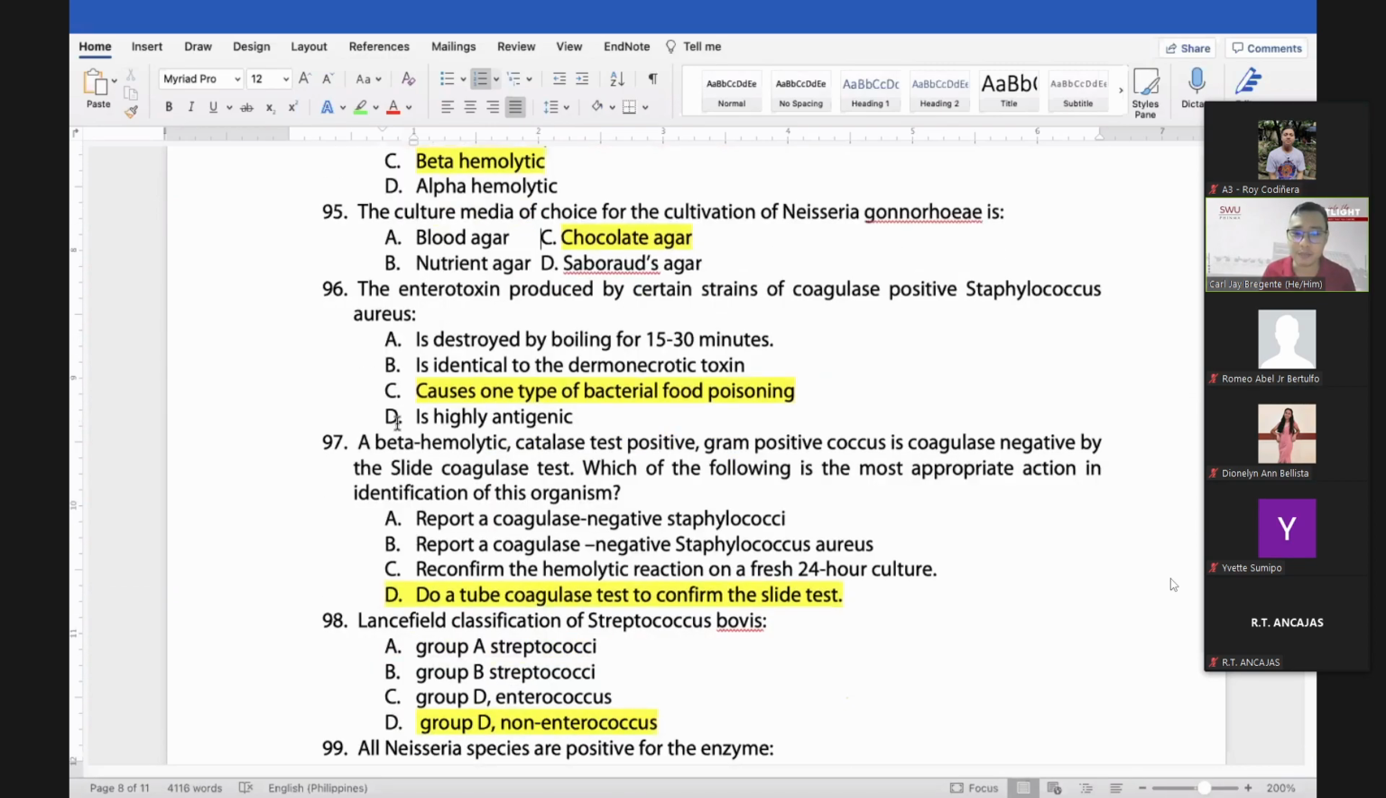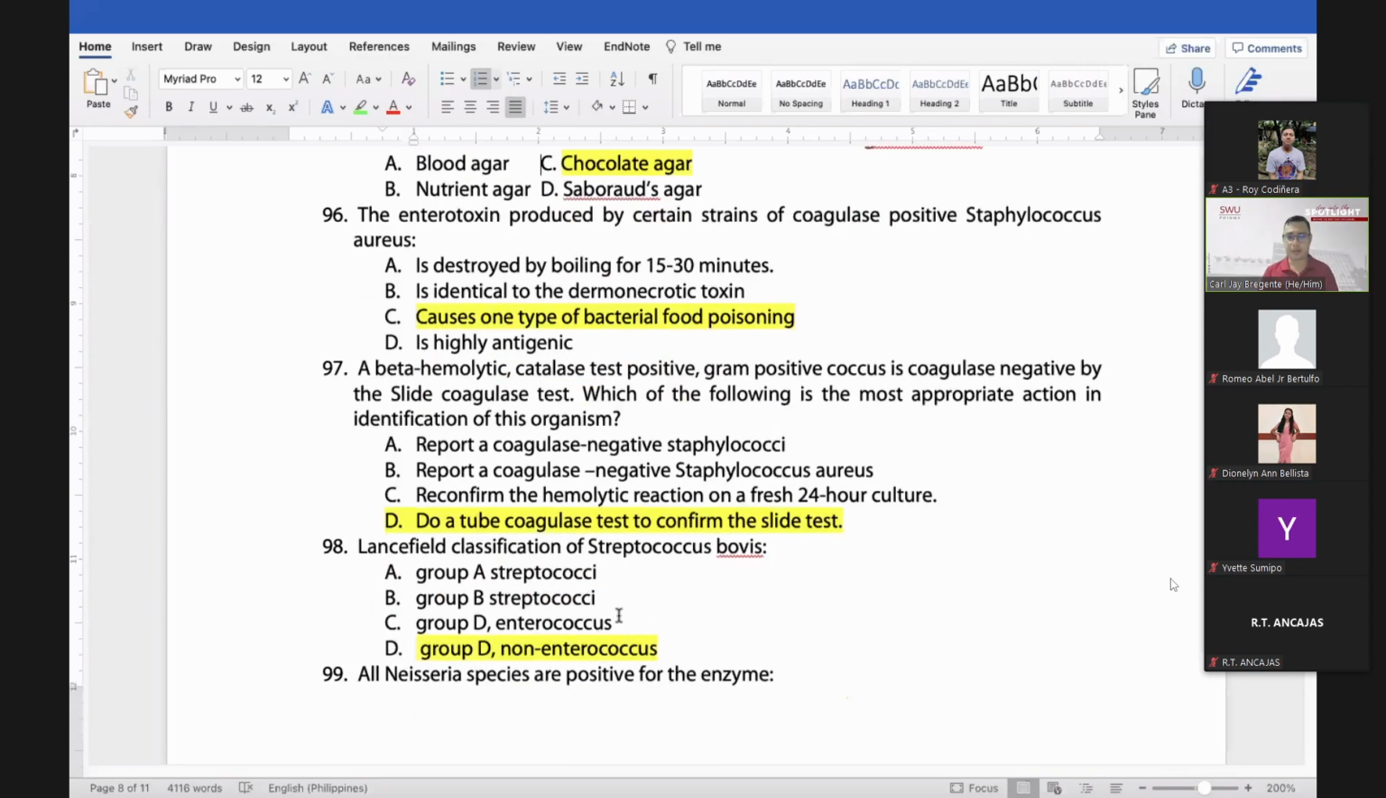97. A beta hemolytic, catalase positive, gram-positive coccus which is coagulase negative by slide. Which of the following is the most appropriate action in identification of these organisms? If ever you have a negative slide test, always confirm it with tube coagulase testing. Do not directly report it as coagulase negative staph. Always perform the confirmatory testing. That is why in some laboratories, they intend to do tube coagulase directly rather than performing slide coagulase.